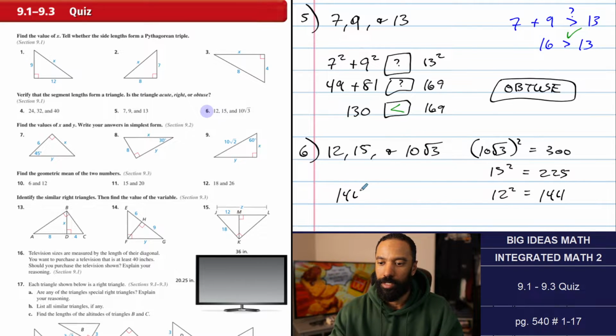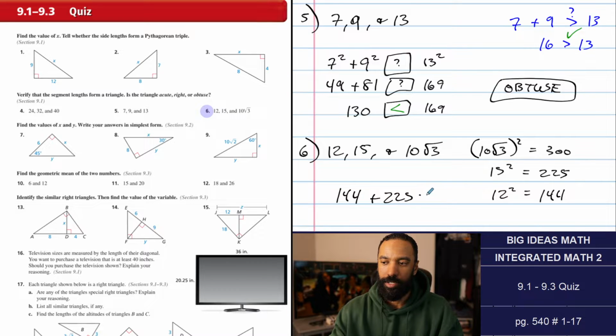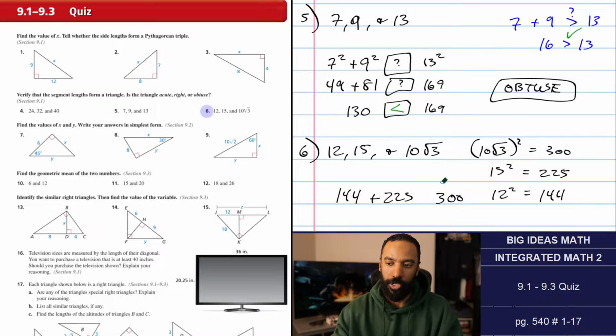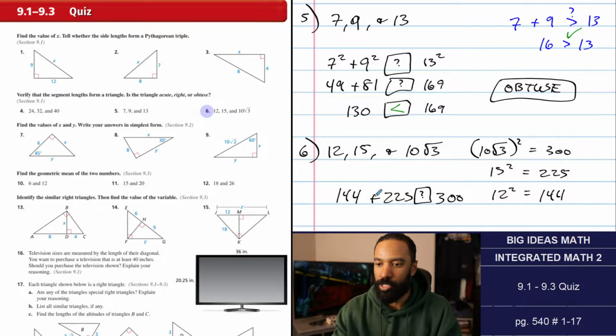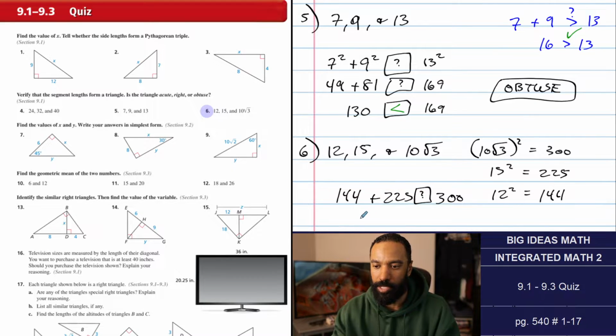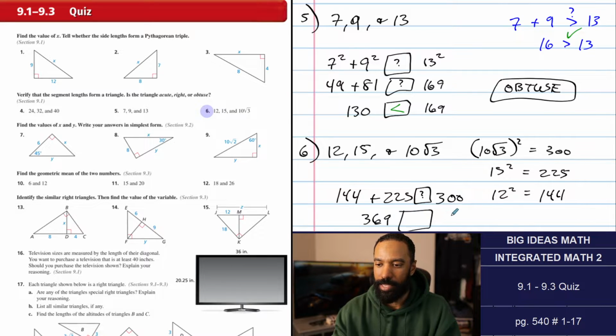12 squared plus 15 squared, does it equal, how does it compare to 10 root 3 squared being the biggest number? Of course, we're trying to add to see if it becomes that. This looks like it'll be bigger, but let's show what it actually is. It is 369. And that is indeed bigger than 300.